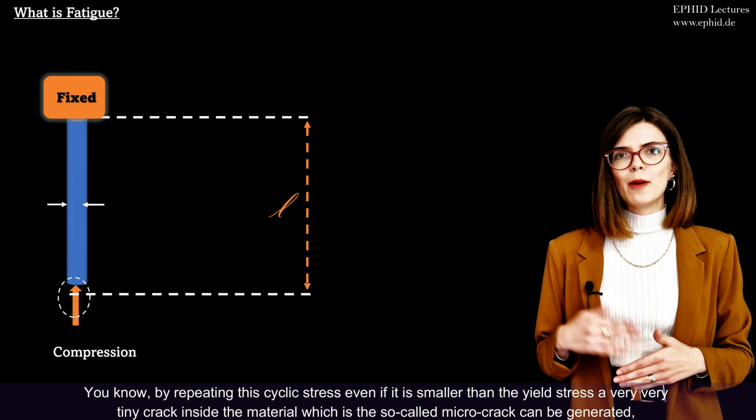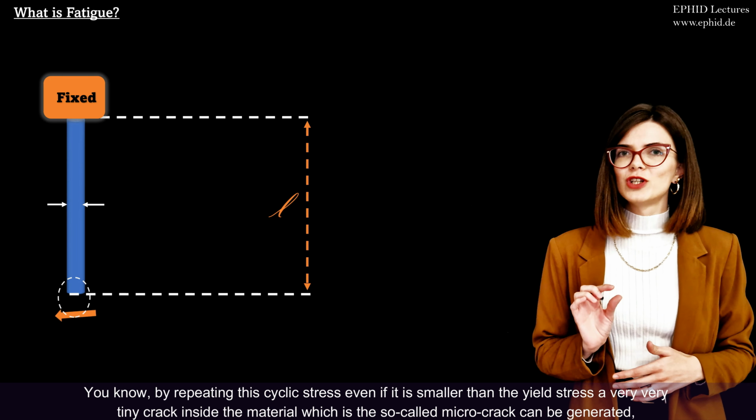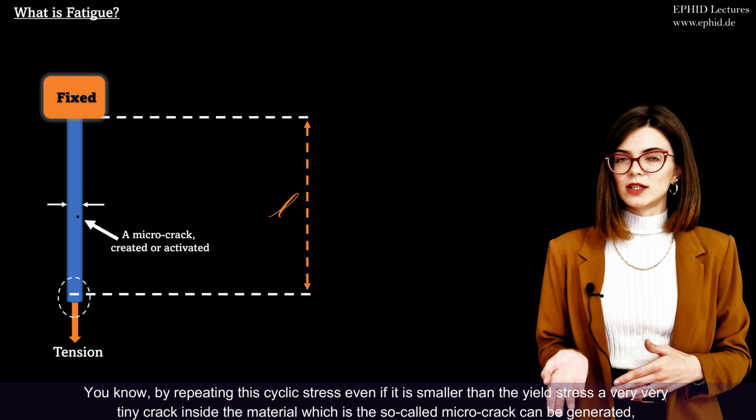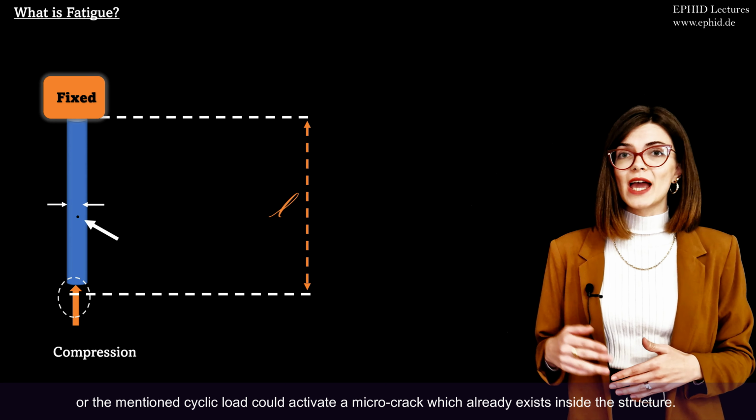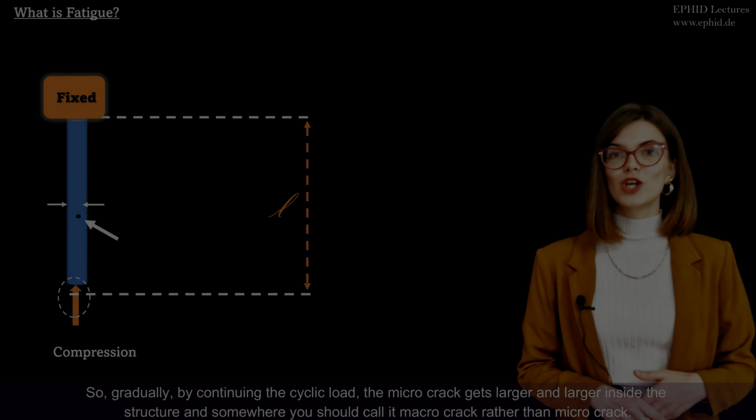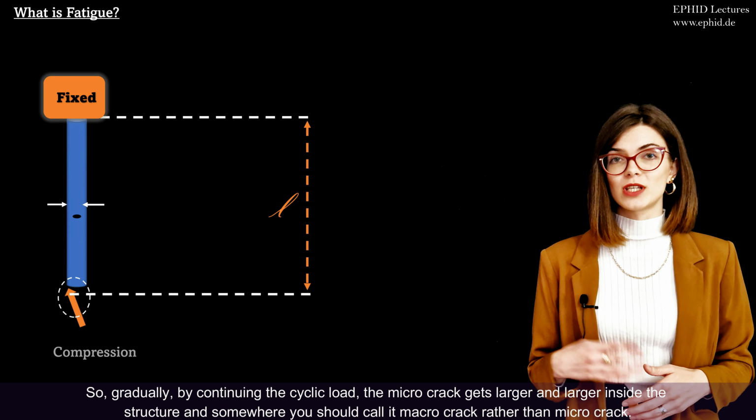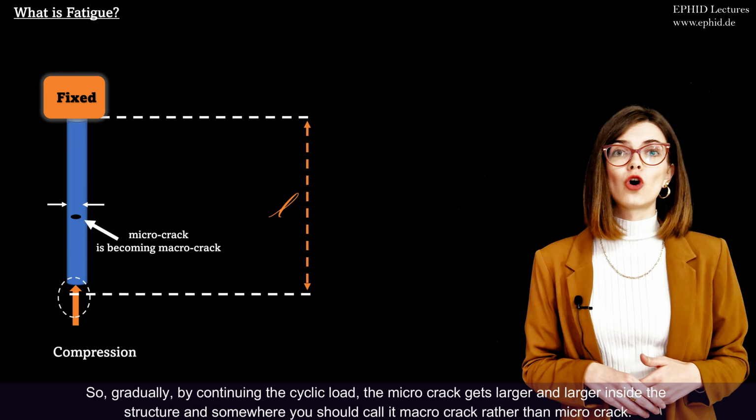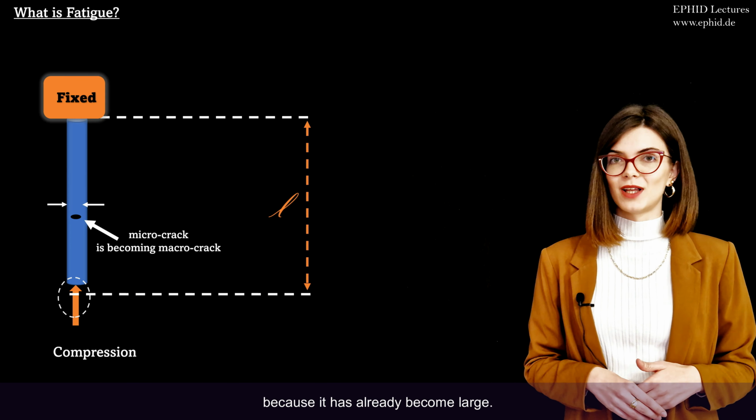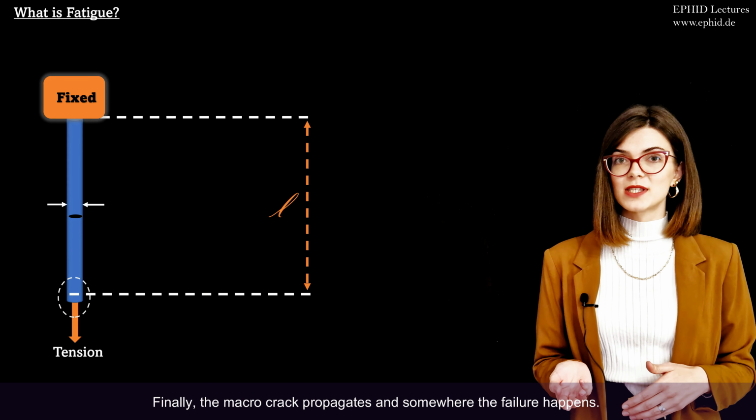By repeating this cyclic stress, even if it's smaller than the yield stress, a very tiny crack inside the material, a so-called micro crack, can be generated, or the mentioned cyclic load could activate a micro crack which already exists inside the structure. So gradually, by continuing this cyclic load, the micro crack gets larger and larger inside the structure, and somewhere you should call it a macro crack rather than a micro crack because it has already become large. Finally, the macro crack propagates and somewhere the failure happens.